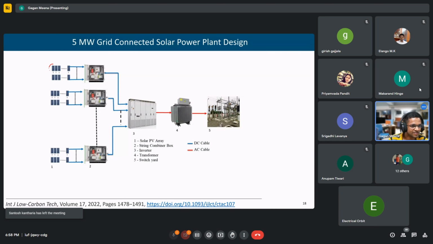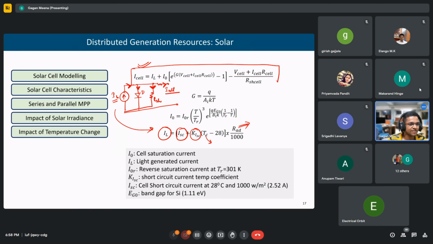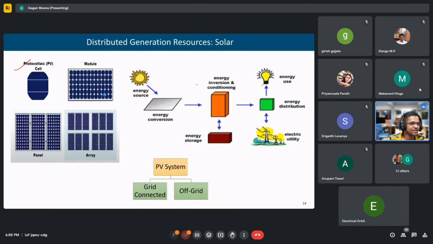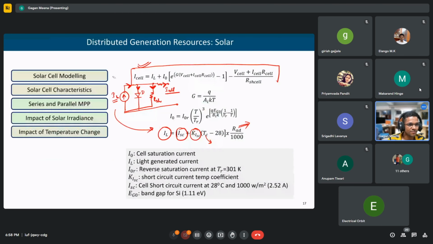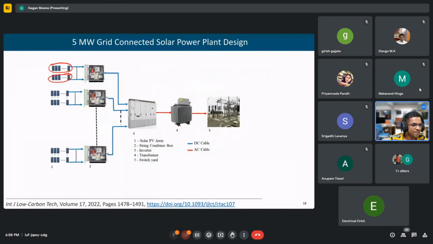This is one string. So we saw here, right? This is one cell, and this connection of these cells, we saw that 9 by 4. So it's a 12 volt module. Such modules are connected in series. This becomes one string.